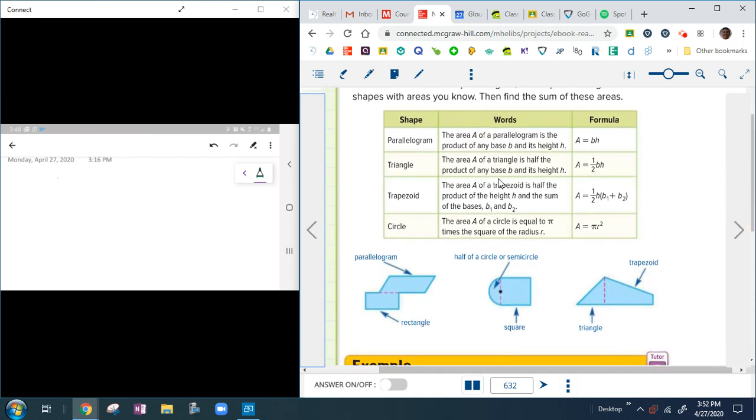All right. This up here is going to be your go-to list. You're going to be referring back to it, writing these formulas down, because these formulas tell you exactly what to look for and what numbers you'll need from the diagram that's given.